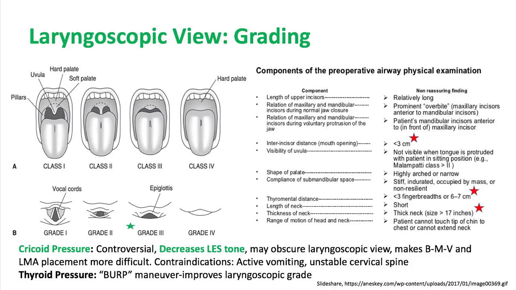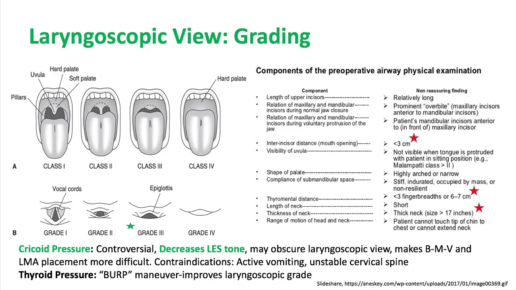Now there are some components of the preoperative airway physical examination that I'd like to point out. There are little red stars shown on them on the top right. One is inter-incisor distance, or mouth opening, which should be greater than 3 centimeters. Thyromental distance should be greater than 3 finger breadths. And if someone has a big thick neck, greater than 17 inches, that's a non-reassuring finding for the ability to intubate this patient.